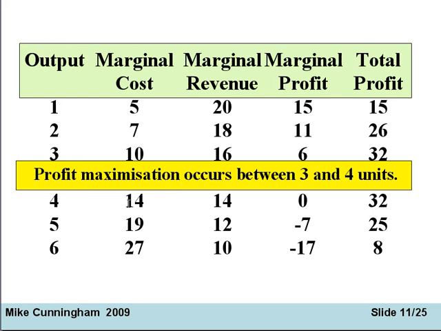It costs 14 to make the fourth one. We sell it for 14. No profit. So the total profit remains the same, and so on for the fifth and the sixth. So profit maximization, if you look at the results here, occurs between 3 and 4 units.